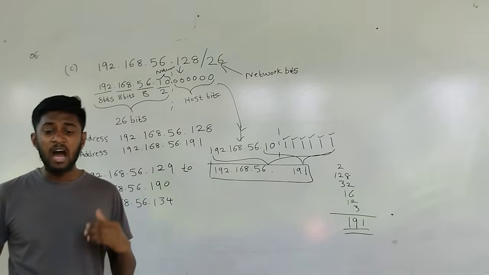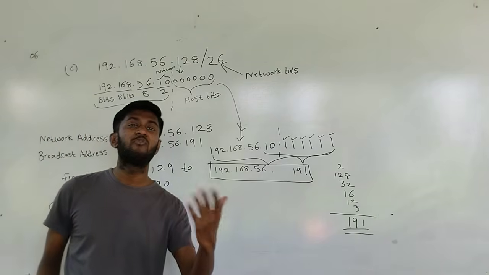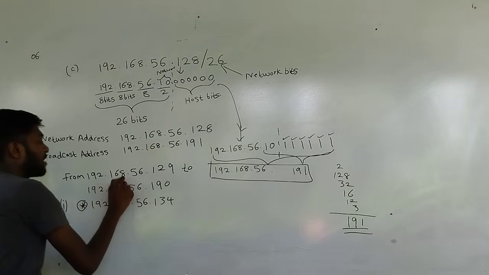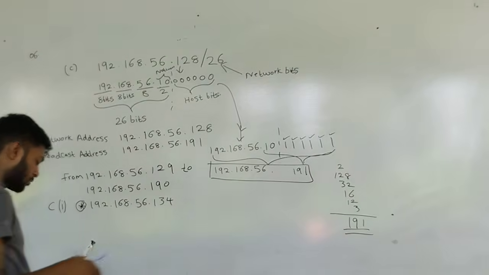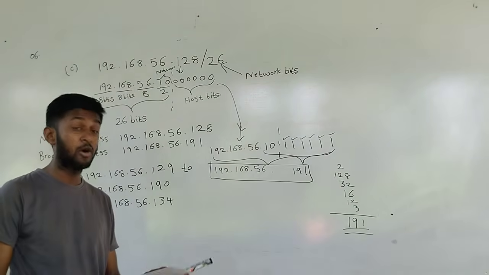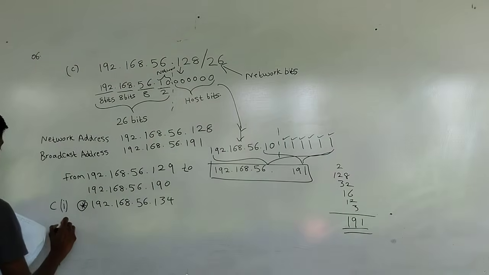Write the first and the last usable host address in this network in dotted decimal notation. We have found that, students. 192.168.56.129, that is the first usable host address. We have found the answer for that as well, so you can directly take that. For the second one, first usable.